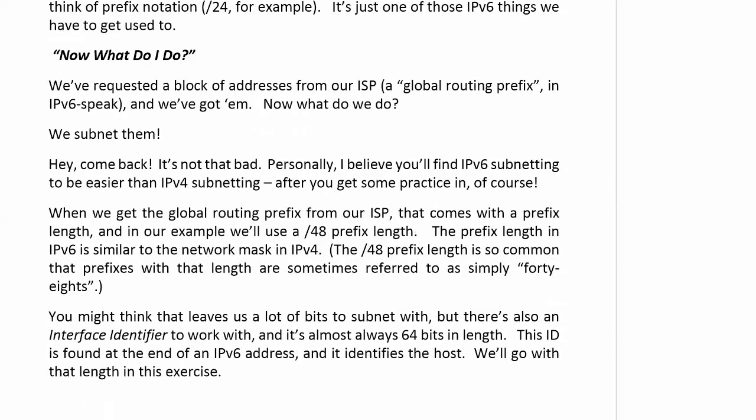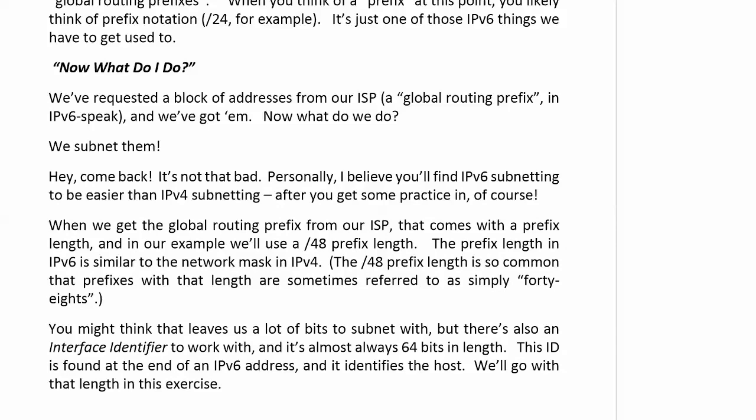So you and I, as the network admins, we've requested a block of addresses from the ISP, a global routing prefix, if you will, and we got it. So, now what do? We subnet it. And it's really not that bad. Personally, once you get practicing with both skills, I think you'll find version 6 subnetting to be easier than version 4. Now, when we get the global routing prefix from our ISP, that comes with a prefix length as well.